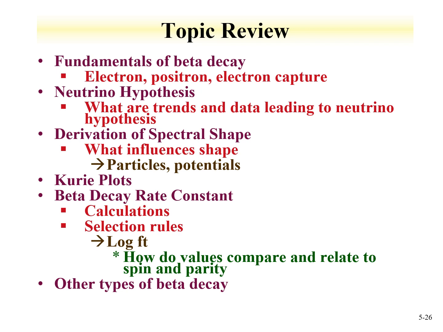You should be able to identify a Kurie plot and understand the difference between a straight and curved line. You should be able to look at some calculations for beta decay rate constants and understand the selection rules, particularly the logft values, how we can calculate logft's, and how those values compare to the spin and parity of the parent and daughter states.